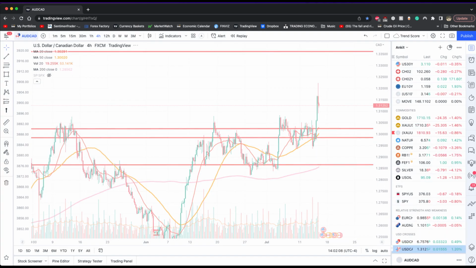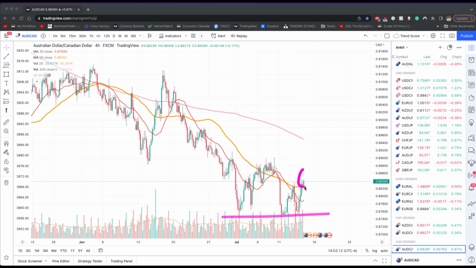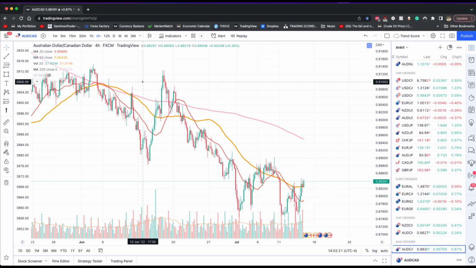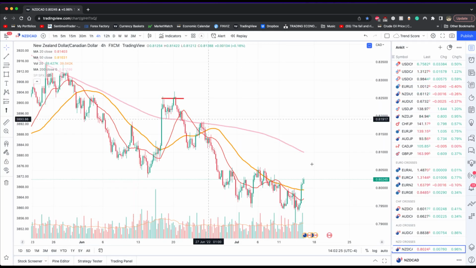Like I said, Aussie CAD on a 4-hour chart is actually moving nicely up. I think we can see that the last time it was above these moving averages was a few weeks back here. If this is a reversal, I think Aussie CAD could be one that could make a reversal. I mean, Kiwi CAD.